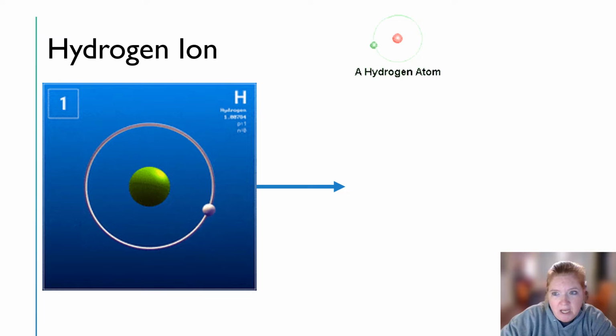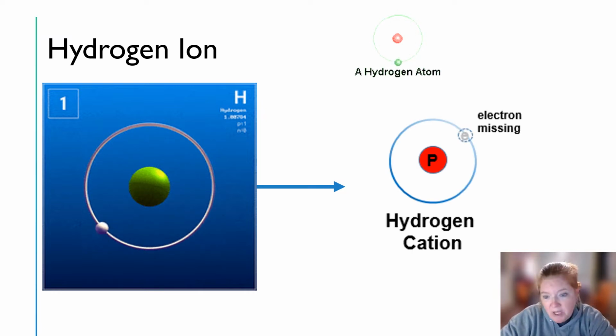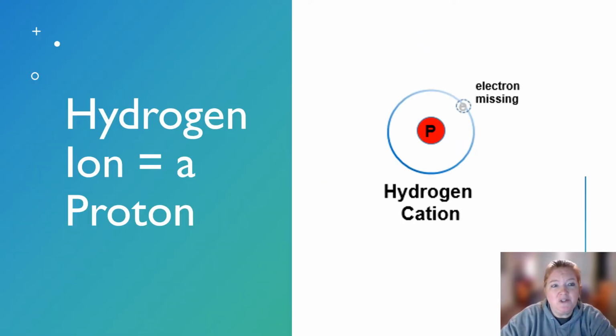Remember, a hydrogen ion is an H plus. It is the same exact thing as a proton. So a hydrogen ion is a proton. All right, so let's talk about how that's related to the Bronsted-Lowry theory.